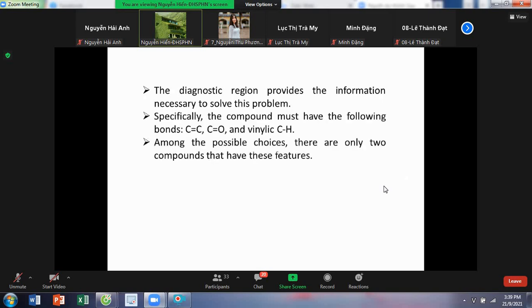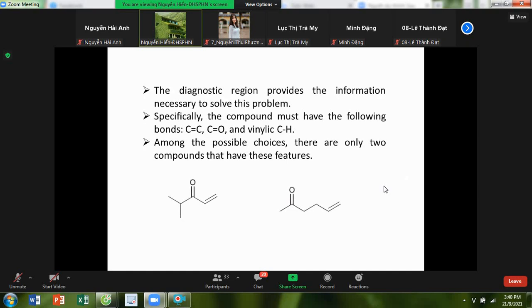So our compound should have a C=C double bond, a C=O double bond, and also C sp2-H. And among those structures, you can choose two most potential compounds. They both have all the characteristics that we have analyzed, but they are different in the structures.